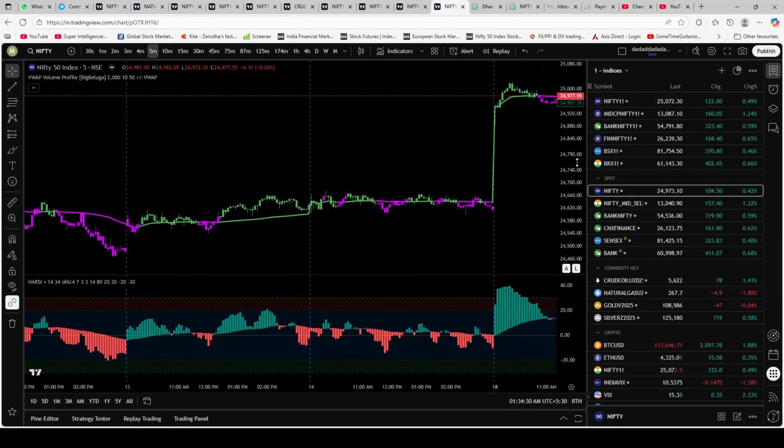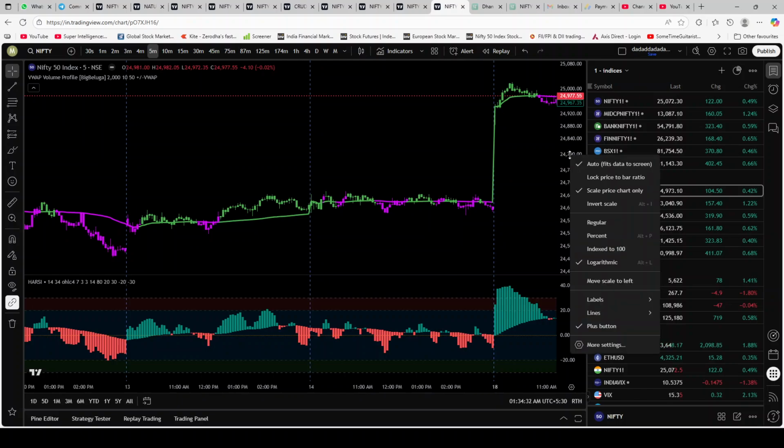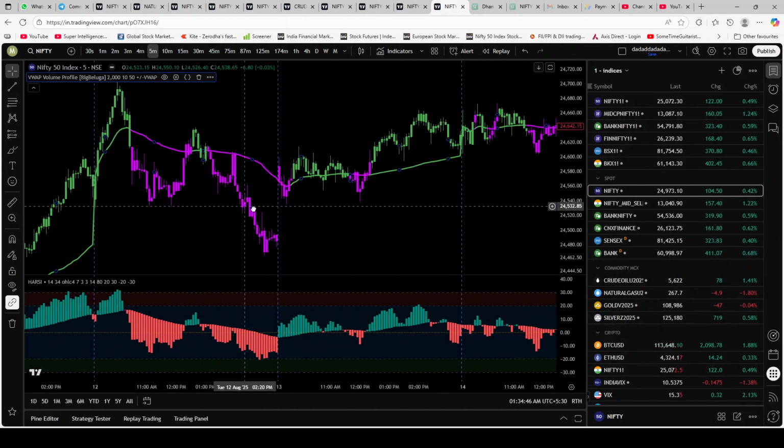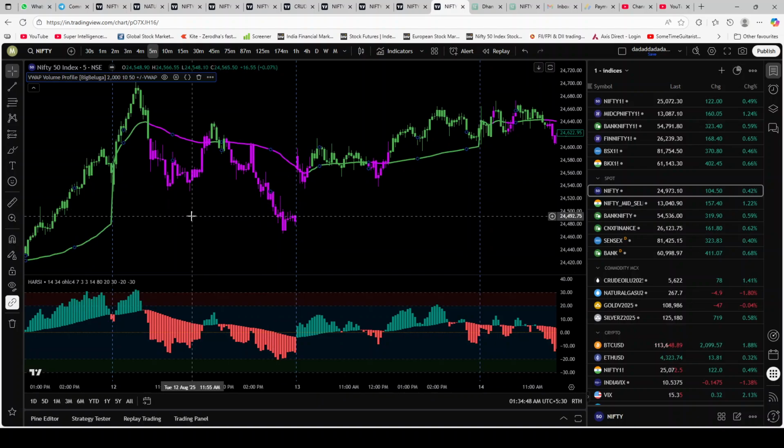Apart from that, also make sure when you click over here on the right hand side, scale price chart is always ticked, logarithmic is always ticked. All right, these are the two things that you need to tick: scale price chart and logarithmic. Otherwise, sometimes the charts get too squished up and then it's not very well visible on screen.